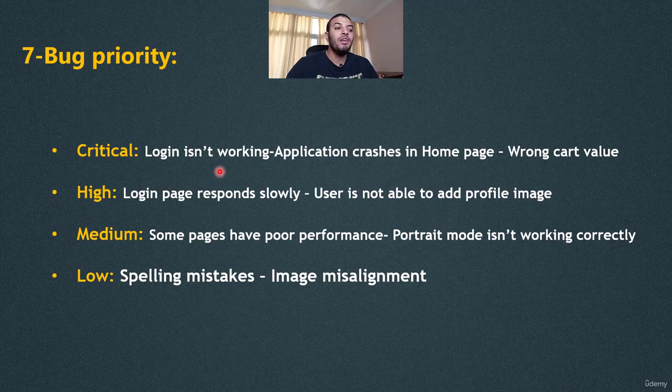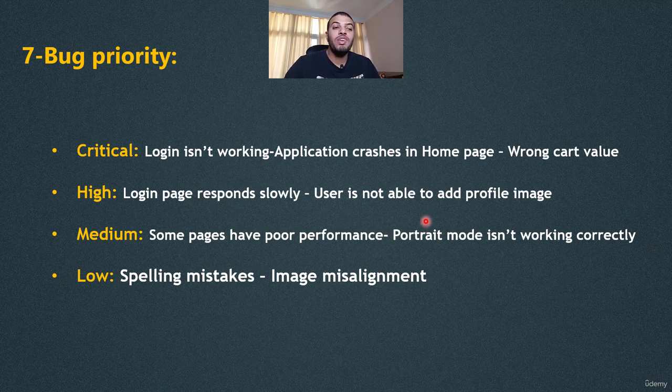Like, for example, login functionality isn't working. The application crashes on the home page, or the cart value is wrong. I added 3 pizzas to my cart, and the total amount should be $50, and it shows $45. This is a critical defect. Then we have high priority defects. For example, the login page responds slowly. So this is something related to performance, but it is important.